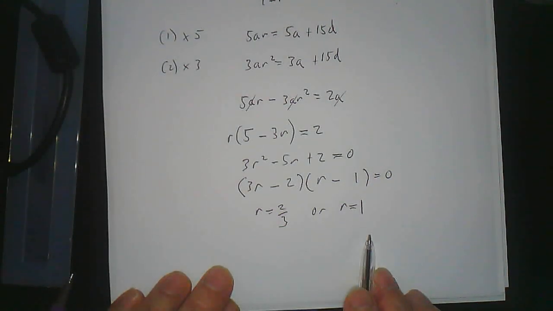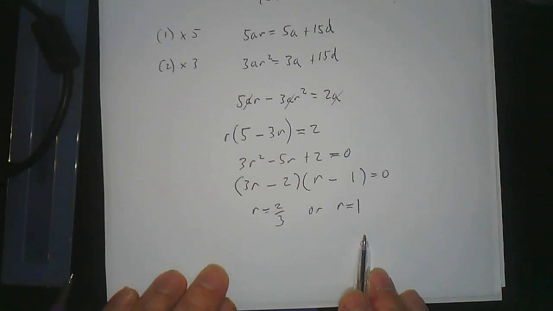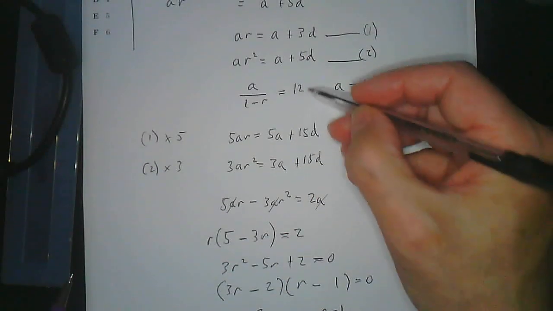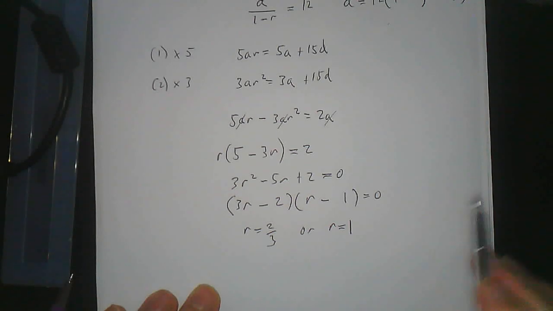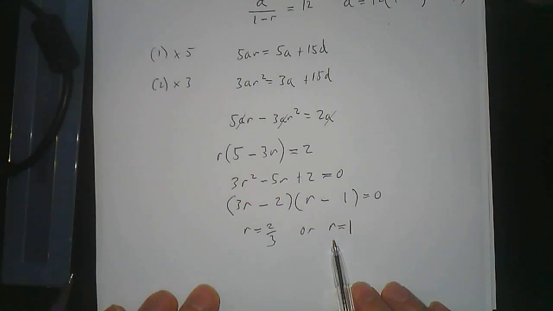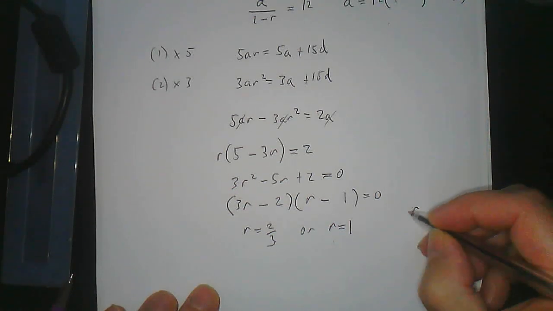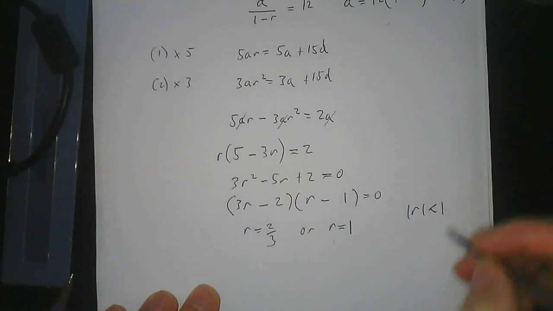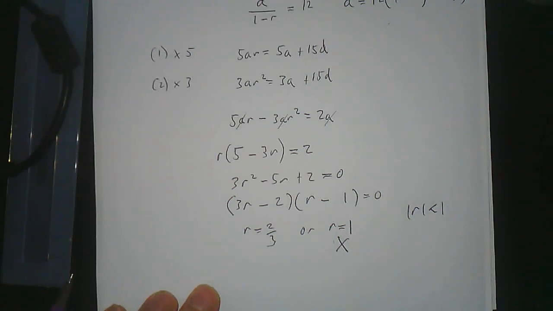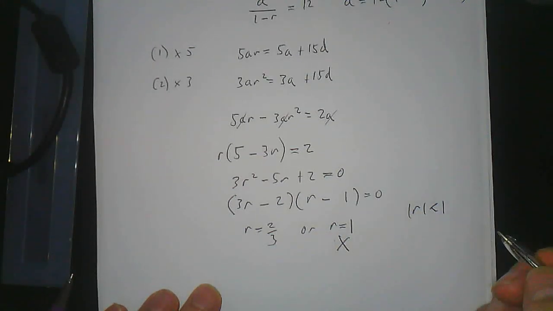We need to choose which common ratio is the correct one. Well, don't forget, if it's summing to infinity, it needs to converge, and we know it converges to 12. The condition is that the size of R has to be strictly less than 1. So R equals 1 will not work. So we're taking R as 2/3.